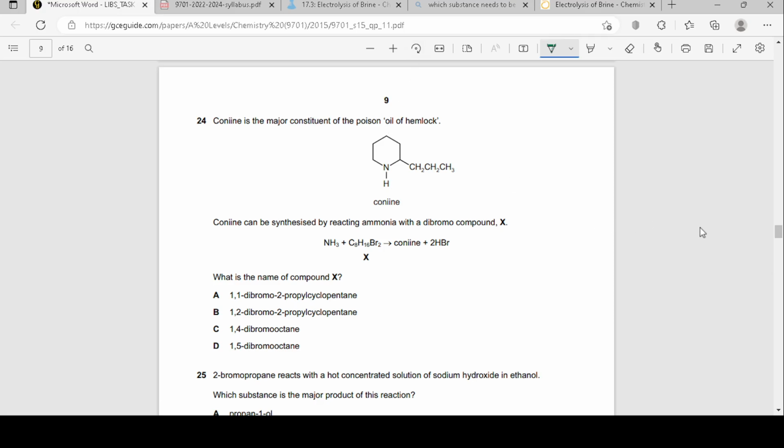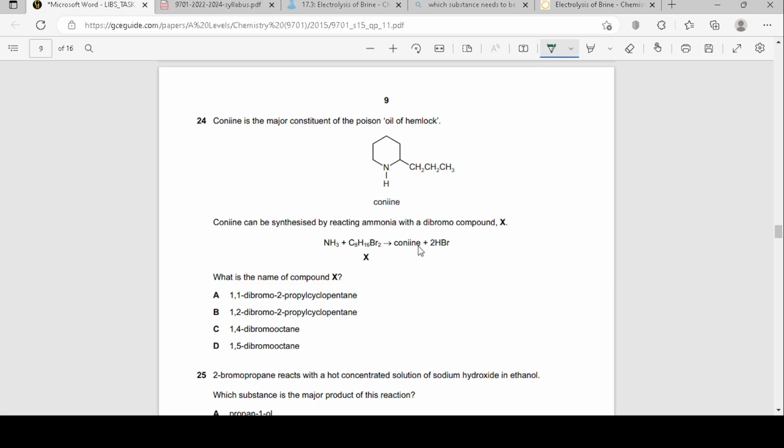Coniine is the major constituent of the poison oil of hemlock. Okay, a pretty cool name actually. Sounds like quite a magical name, but anyways, coniine can be synthesized by reacting ammonia with the dibromo compound X. So NH3 plus C8H16Br2, this is X, gives coniine plus 2HBr. Okay, so what is the name of compound X?